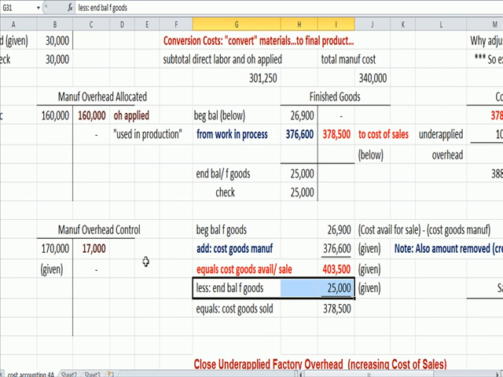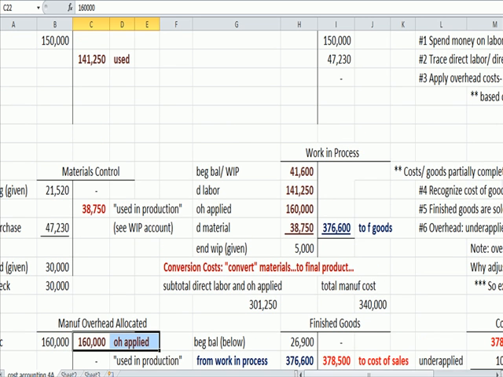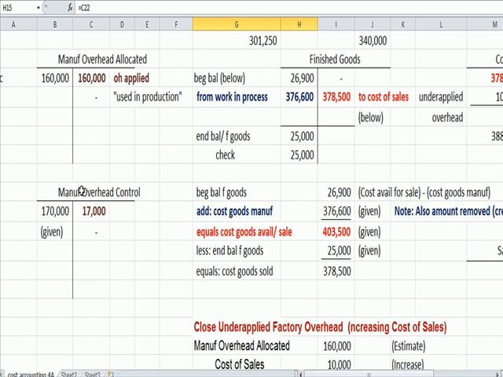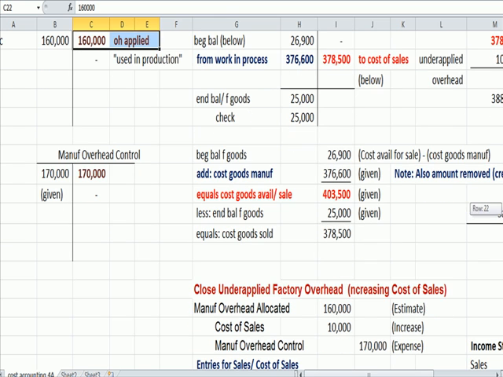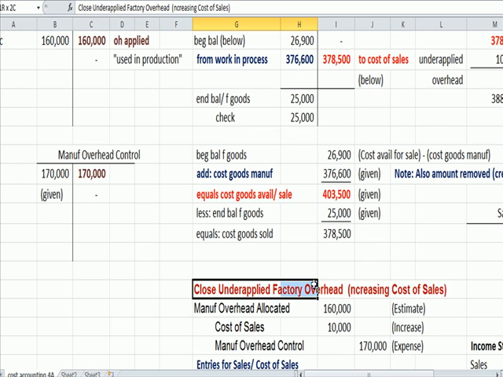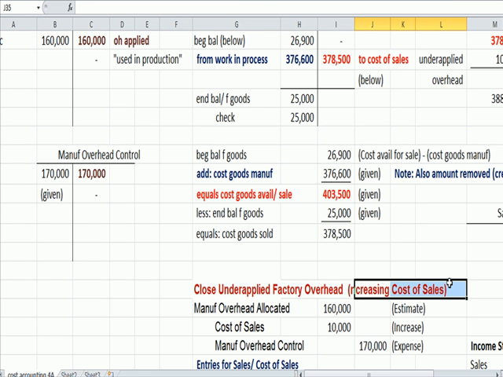And finally, you can see that we have a difference between the manufacturing overhead that was applied by increasing work in process, the 160,000, and what we actually wrote a check for in manufacturing overhead control. There's a typo there. We wrote a check for 170, which increased manufacturing overhead control by debiting. We only allocated 160, so we're 10,000 short. We should have allocated 10,000 more. So the way we account for that is we close the underapplied factory overhead, we didn't apply enough, by increasing cost of sales because our expenses are too low.